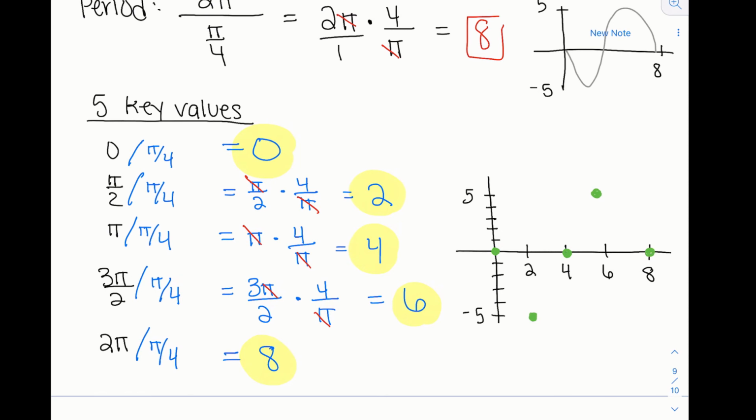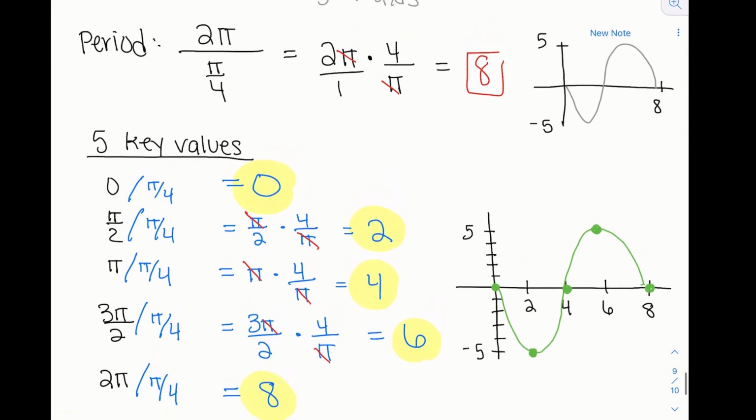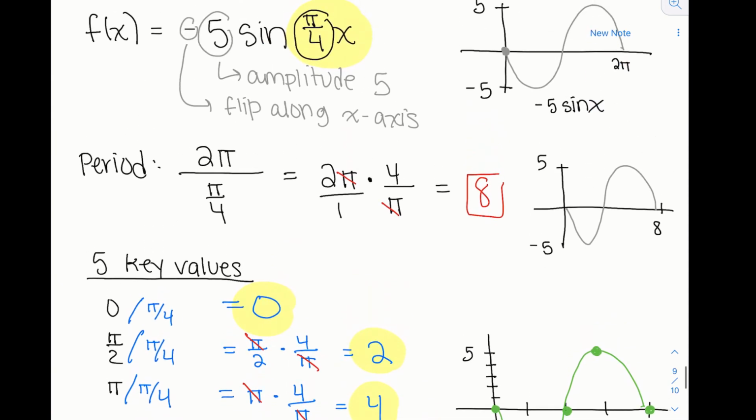So these are the key values. We've plotted the points, so it looks like a straight line, but we know that the graph is going to be curved. And it should look something like this. And this would be the final graph for -5 sine of pi over 4 x.